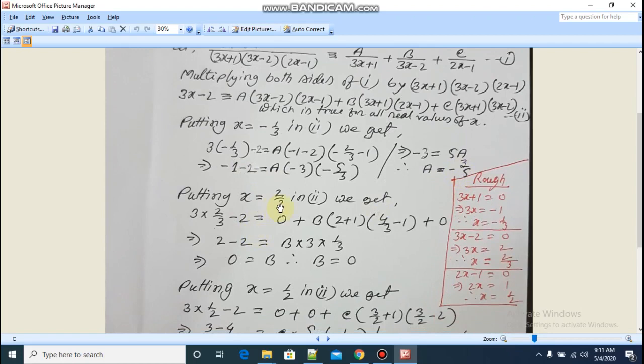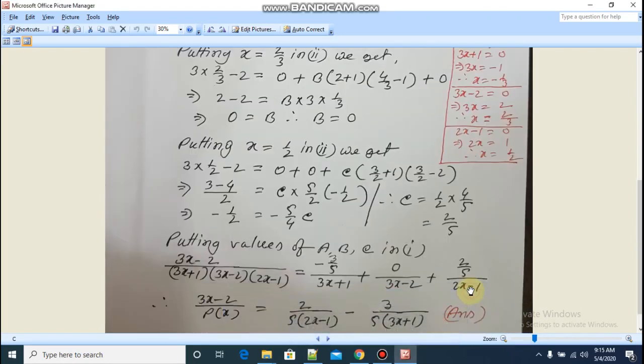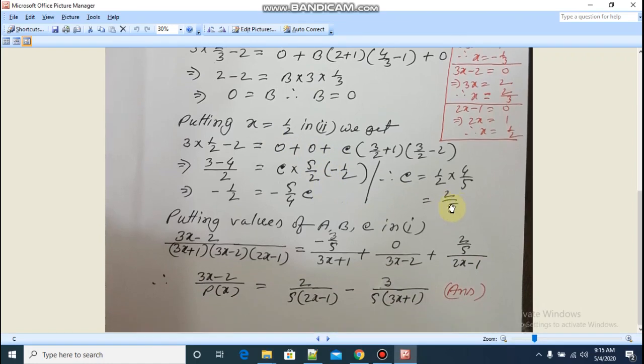Putting x equal 2 by 3 in the same way, we get b equal 0. Putting x equal half, we get c equal 2 by 5. Putting values of a, b, c in 1, we get this, but this becomes 0. Finally we get this equal this. This is the answer.